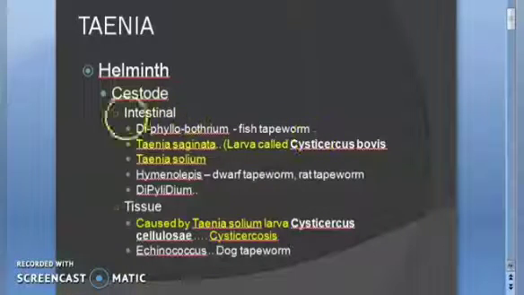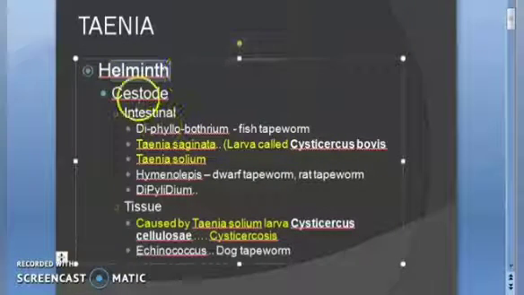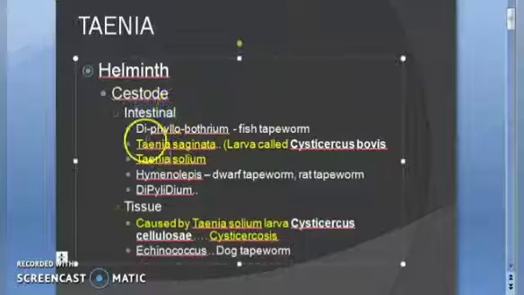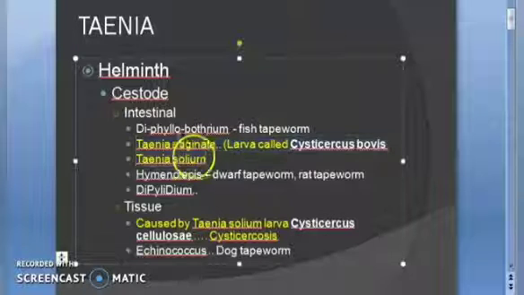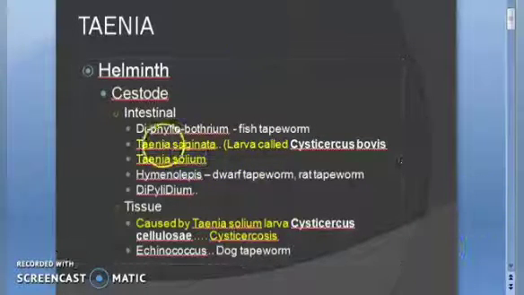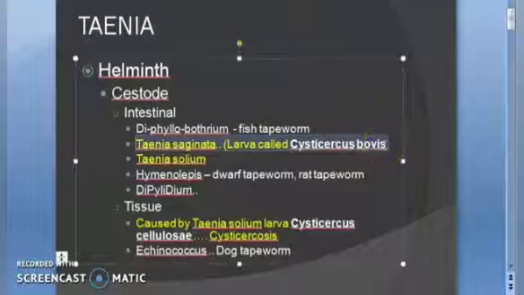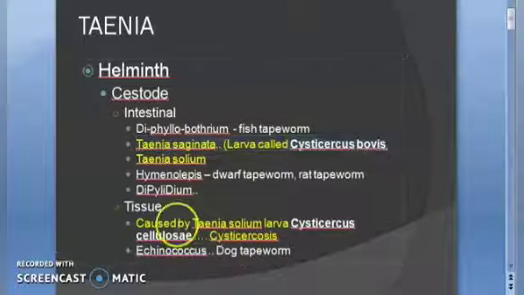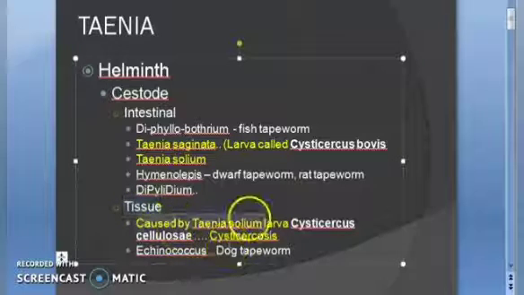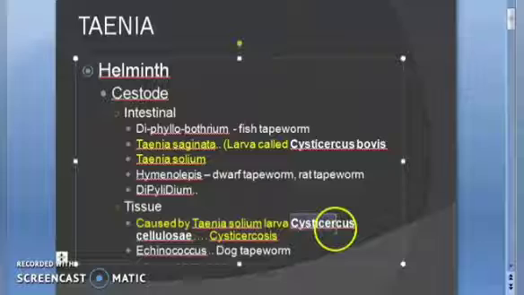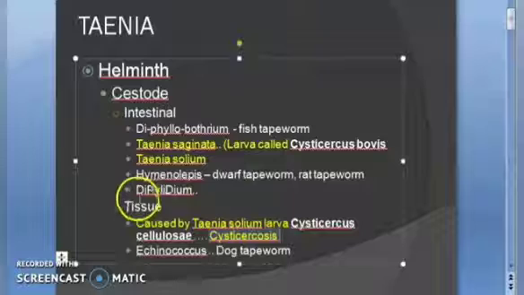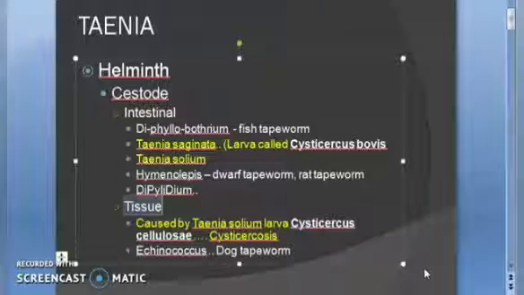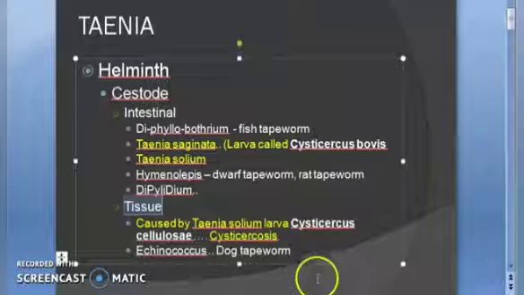So in the last video, we looked at where exactly it sits. It comes under helminths, under cestode. They affect the intestine. There are two varieties, Taenia saginata and Taenia solium. The larva of Taenia saginata is called Cysticercus bovis, and the larva of Taenia solium is called Cysticercus cellulosae. And it causes cysticercosis, which is the tissue infection from Taenia solium. Actually, it is the larva which causes cysticercosis.